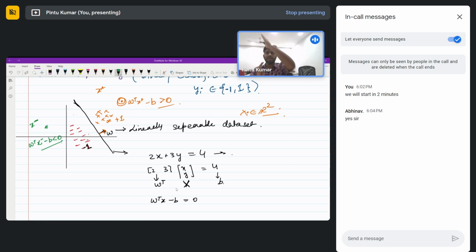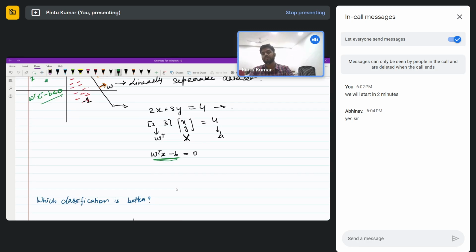So your line divides your complete R2 plane into two partitions. On one side, if you put the value of x star in the equation of your line, you will get a value greater than 0. On the other half, you will get a value less than 0. So this is the property of your line.